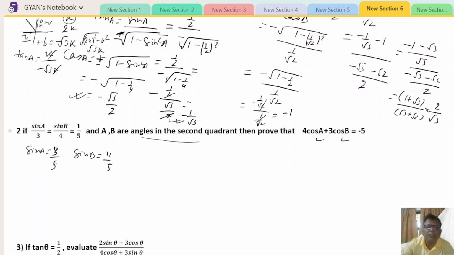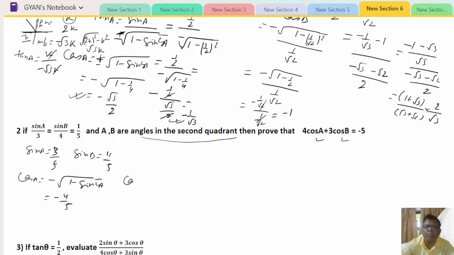Then the angles are in the second quadrant. So in the second quadrant, cos A and cos B both will be negative. So cos A is equal to minus root of 1 minus sin square A. So 3 by 4, that will be 4 by 5. So it is equal to minus 4 by 5.